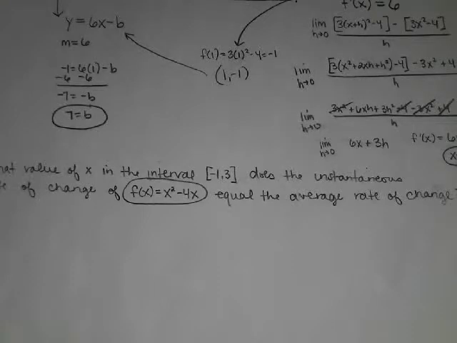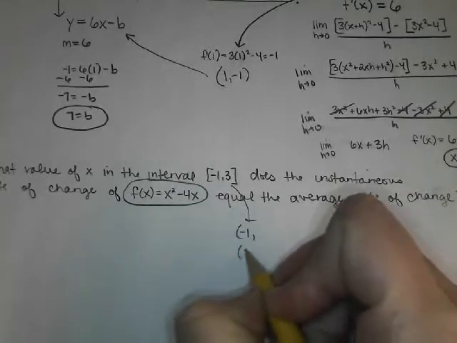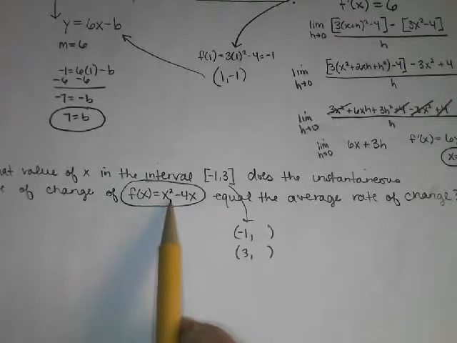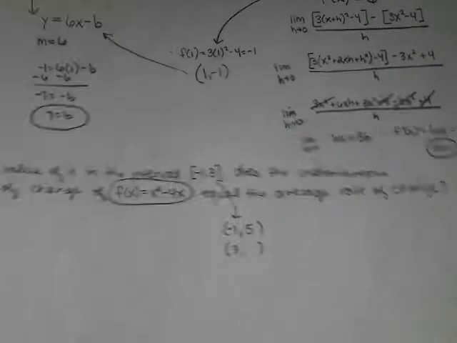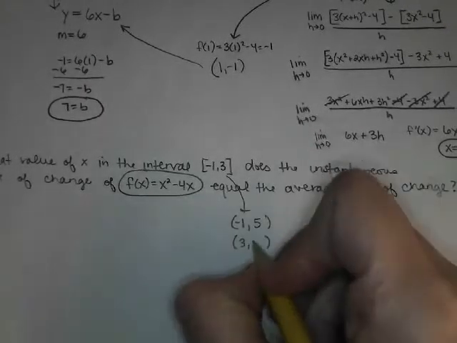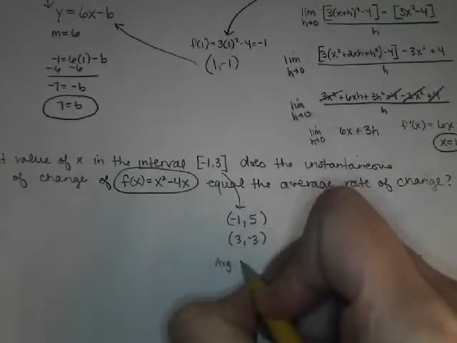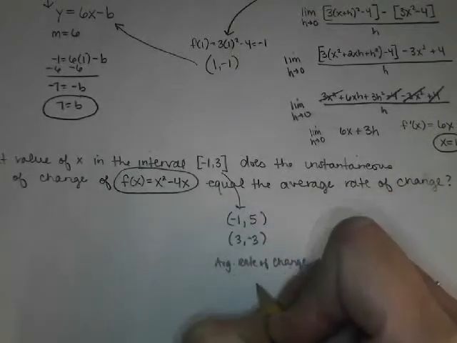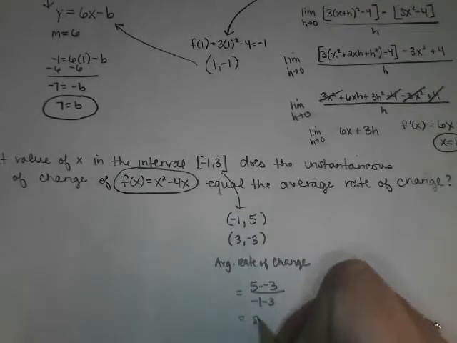Average rate of change. I agree. So before we can do that, we need to come up with the y coordinates for those 2 points. When we plug in -1, we get 1 plus 4, which is 5. When we plug in 3, we get 9 minus 12, which is -3. So our average rate of change is 5 minus negative 3 over negative 1 minus 3, which is 8 over negative 4, negative 2.